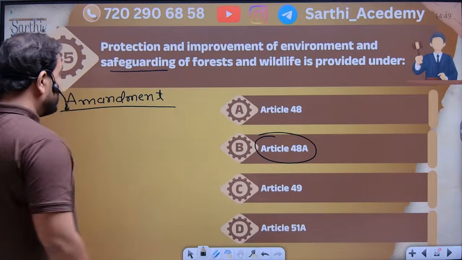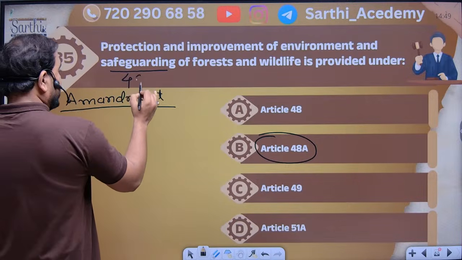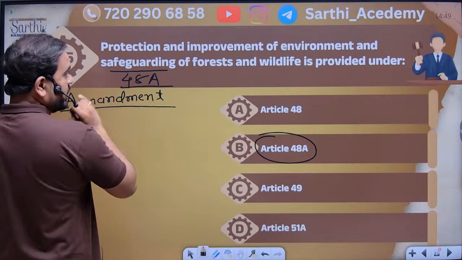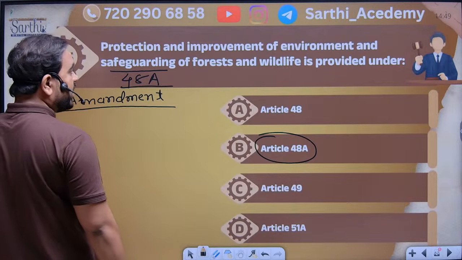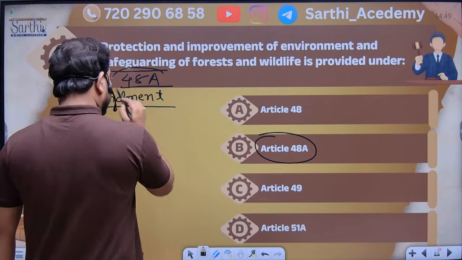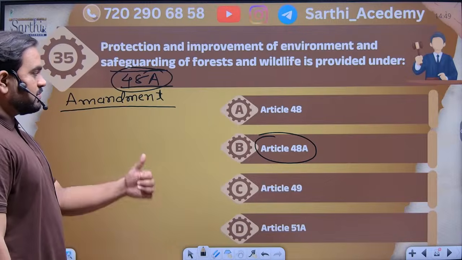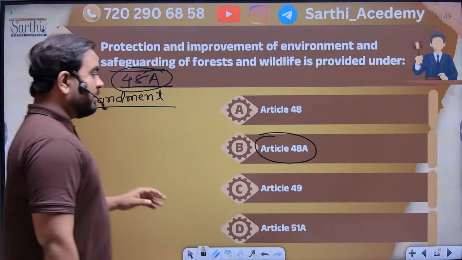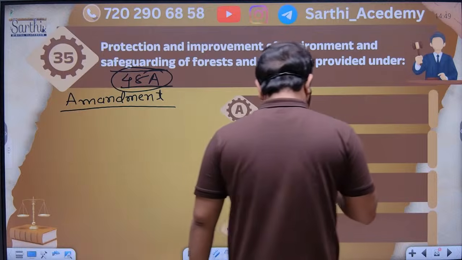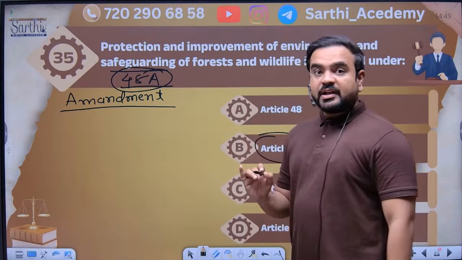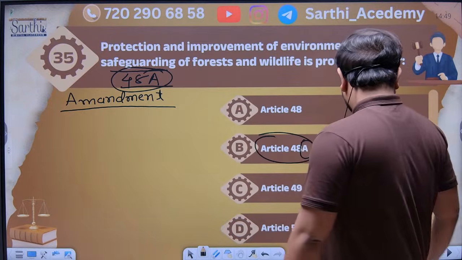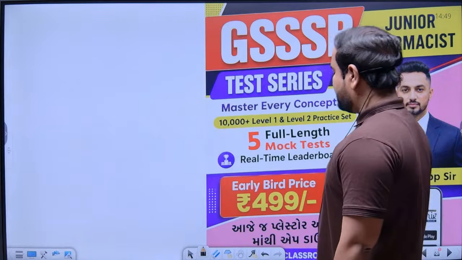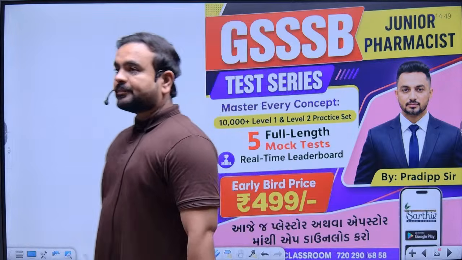48A. 48A provides protection and improvement of the environment and safeguard of forest and wildlife. Okay, perfect. Your answer is perfect. But you have to give one more answer: by which amendment. Why? Because A is written here. That means it was added by some amendment. So after which amendment was it added in the constitution.